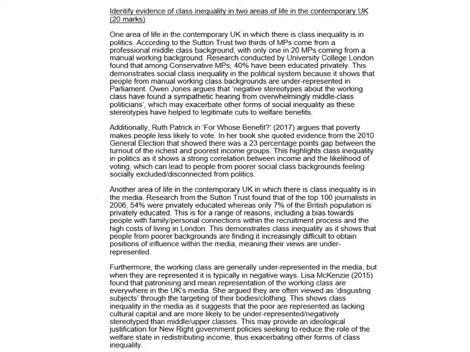So we can see this again with the second paragraph, and then the third and the fourth paragraph, it's the same structure, but this time we're focusing on the other area of life, the media. So again, here's one piece of evidence described. At the end of the paragraph, we've got a clear explanation of how that evidence demonstrates class inequality, and then the same structure at the end of the answer.